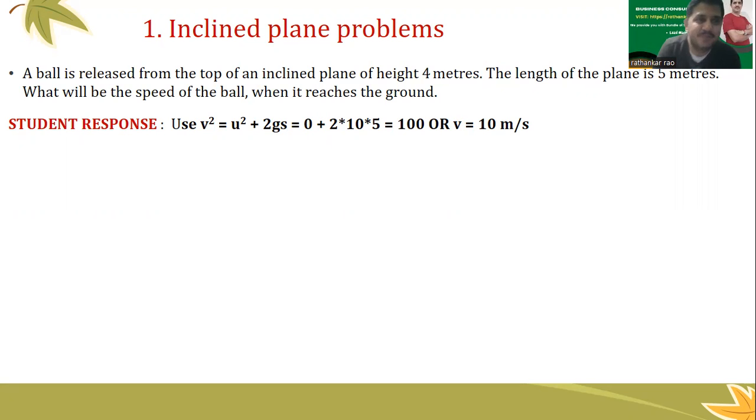Now let us begin. A ball is released from the top of an inclined plane of height 4 meters. Let me draw an inclined plane. Just a moment. I'll keep it here. A ball is released from the top of an inclined plane. You know what an inclined plane is, right? An inclined plane looks like an incline. Very simple. Okay, this is an inclined plane.